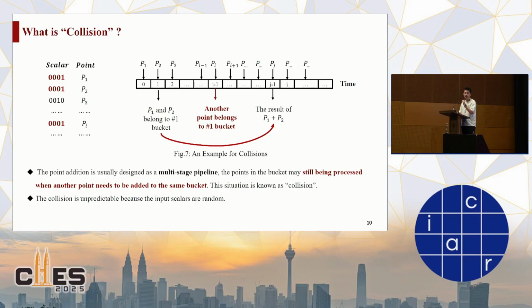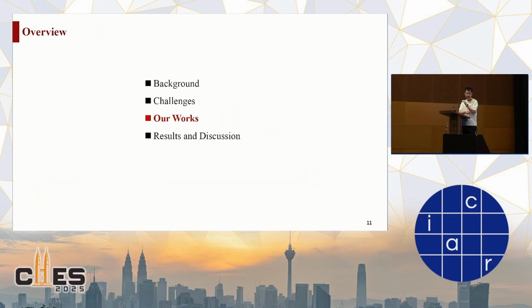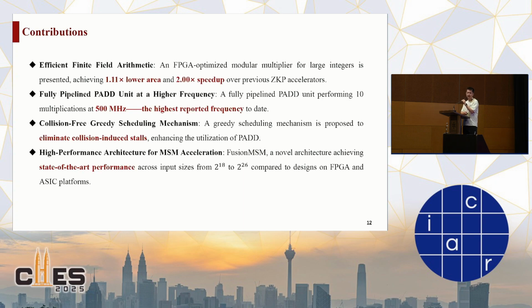However, there may be some other points that belong to the same bucket with index 1, and this situation is known as collisions. The collision will lower the utilization of the point addition unit, so we need to find a way to solve it. And next, we will talk about our work.